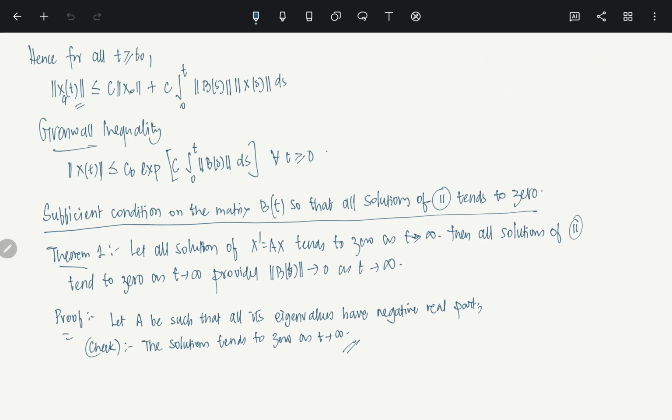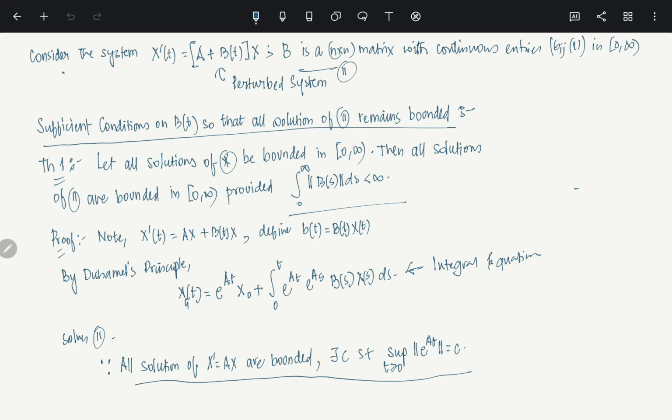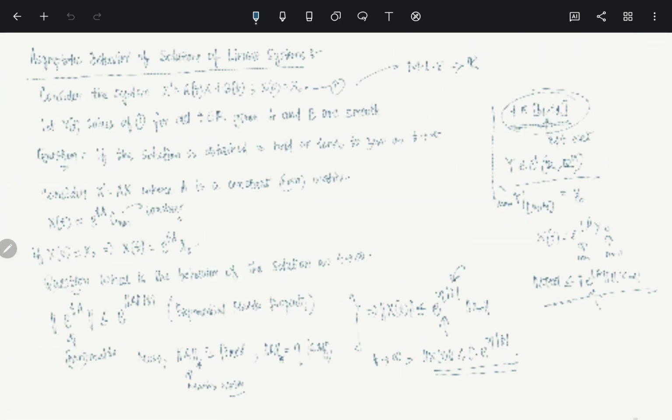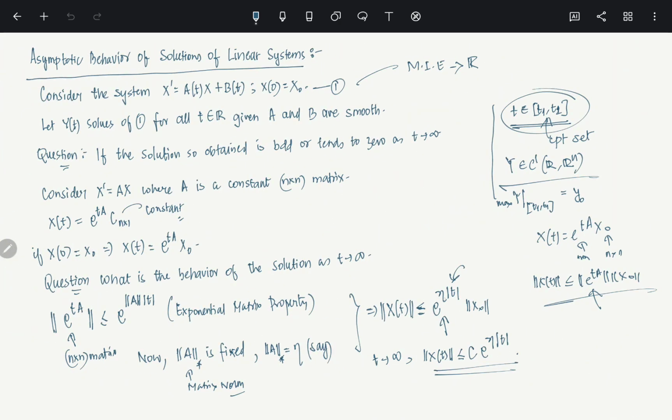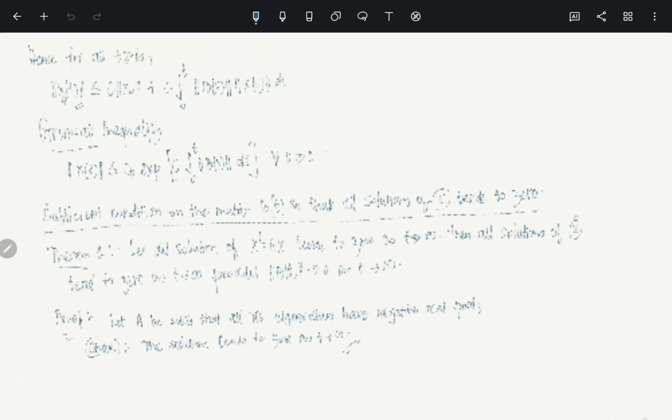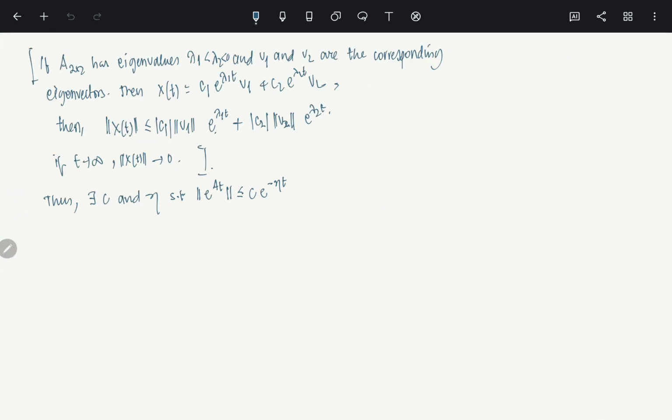Did I use eta somewhere? It should not be confusing. Okay, e to the power minus eta t. You see, the thing is, please remember this. For this case, this is always dominated by the maximum of lambda 1 and lambda 2. You can always dominate it by minus eta times t. So that is what eta is.